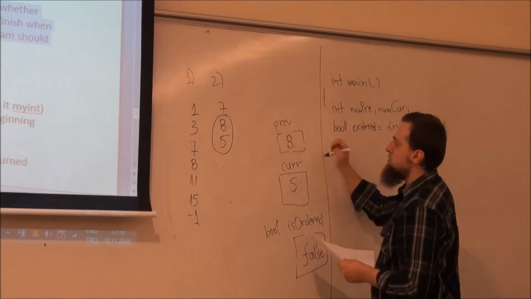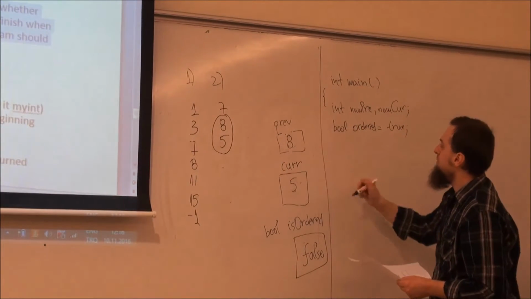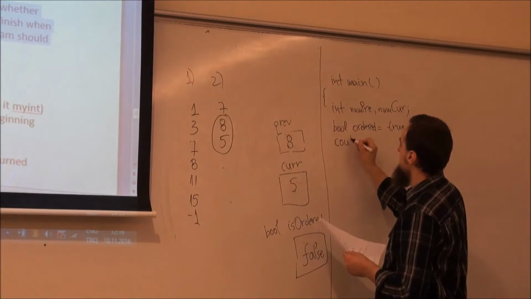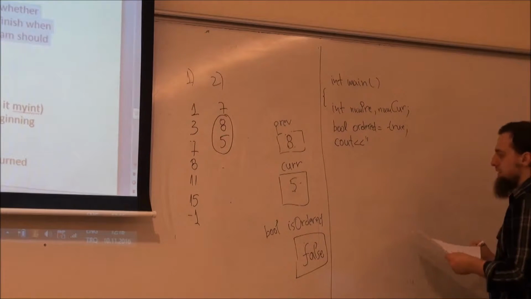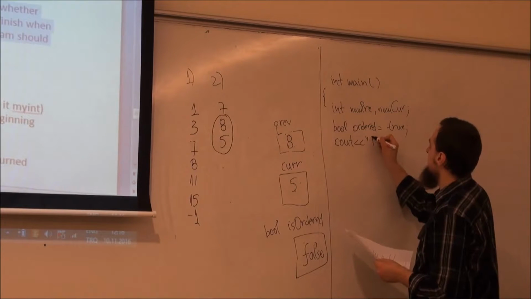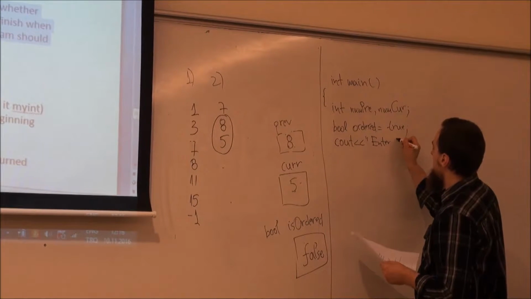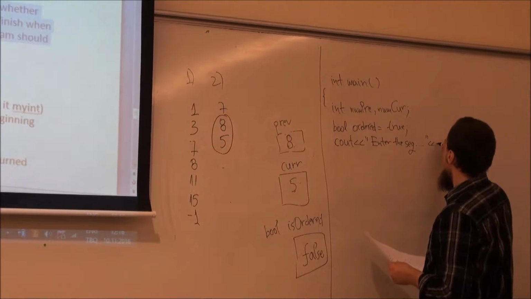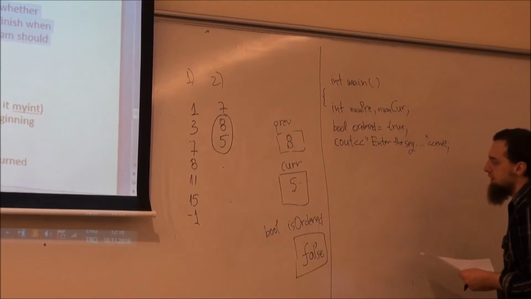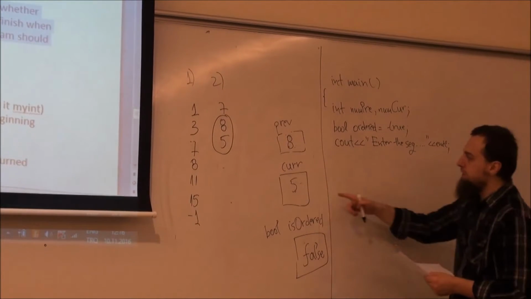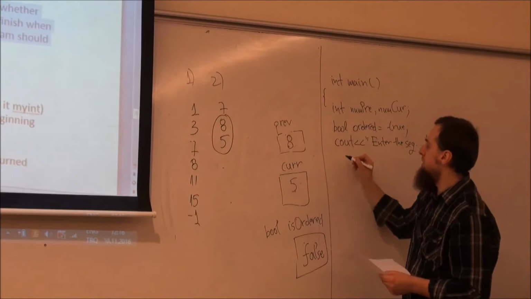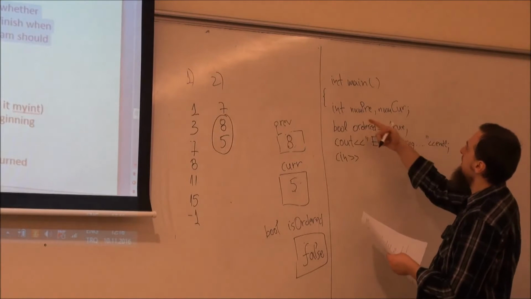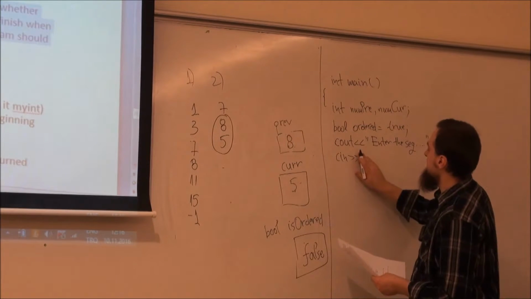Now I'm reading the numbers one by one with cin. I have only two numbers. Let me tell the user that he should give some numbers: Enter the sequence of integers. And he's entering the sequence. I'm reading the first number, and it's going to be put here. So cin, previous number.